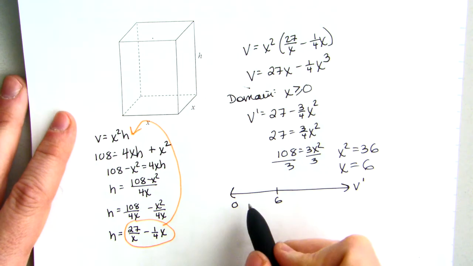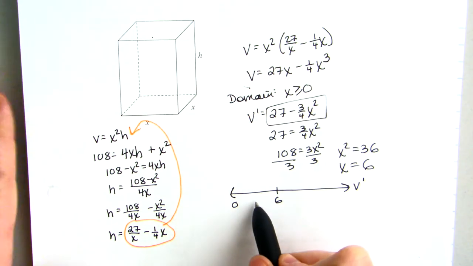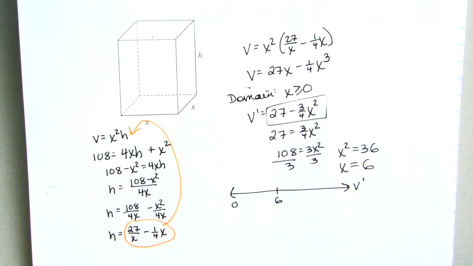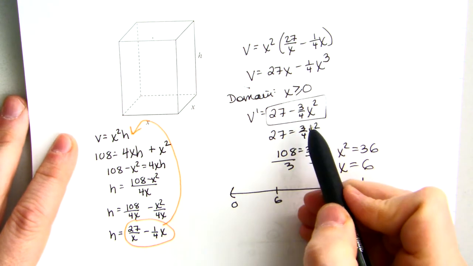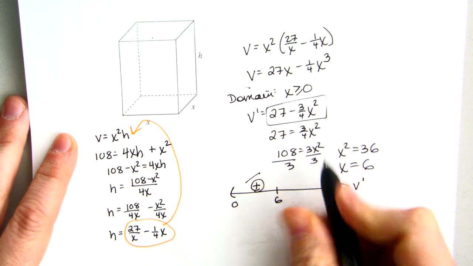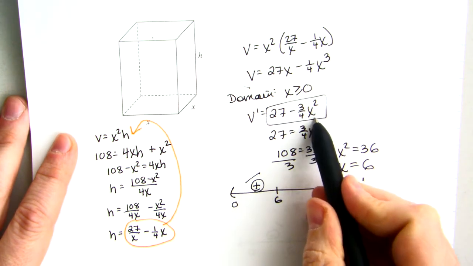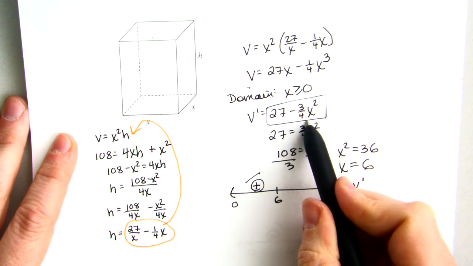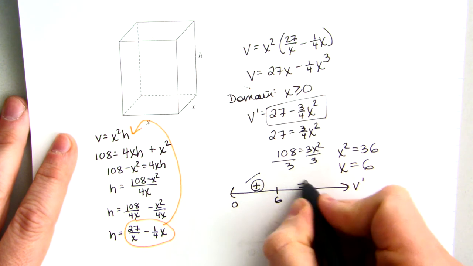Let's plug in x equals 1 to our v prime. When you plug in x equals 1, is v prime positive or negative? I think if you plug in 1, that should end up being positive. Let's plug in 8, because that's nicely divisible by 4. You plug in 8, 8 squared is 64. Divided by 4 is 16. 3 times 16, 48. 27 minus 48, I don't know, but I know it's negative.